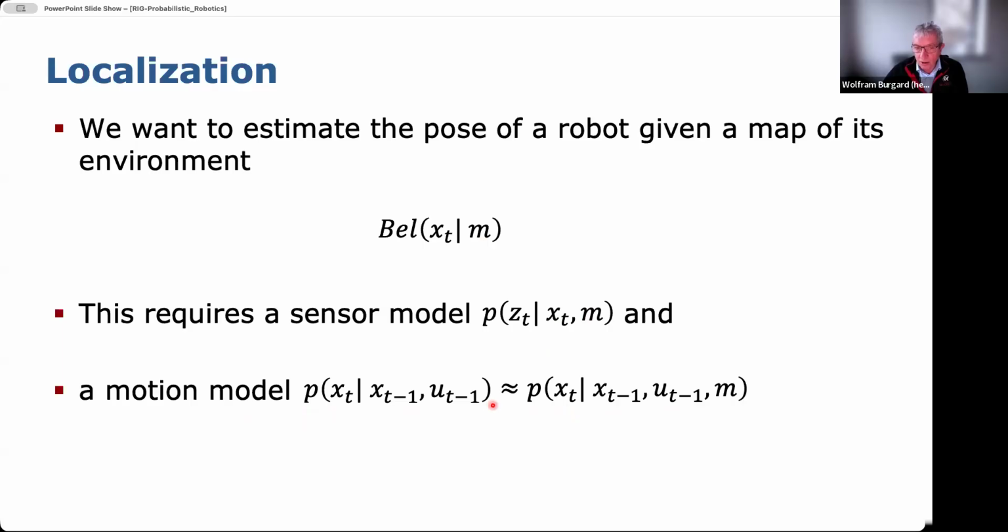But in practice, it is often abstracted to not include the map. But in fact, the map can provide useful information about potential movements of the system. So, for example, the robot cannot move through walls, which means that by dropping the map, we lose a lot of information. This is true, but in practice, it is often only used in this approximated form.